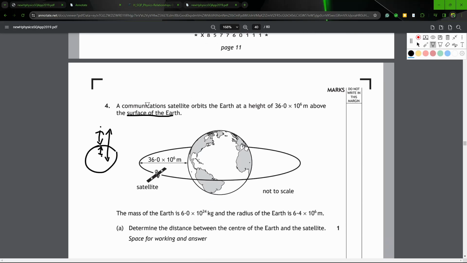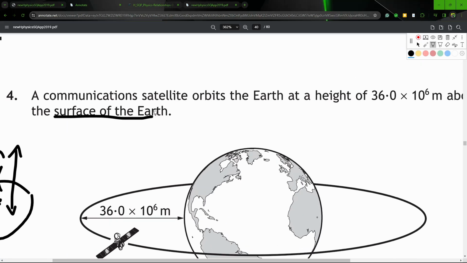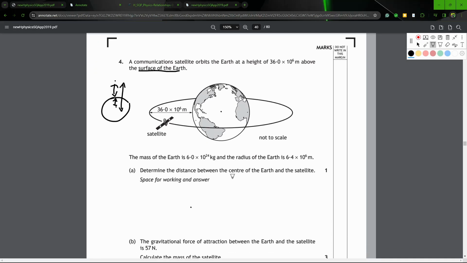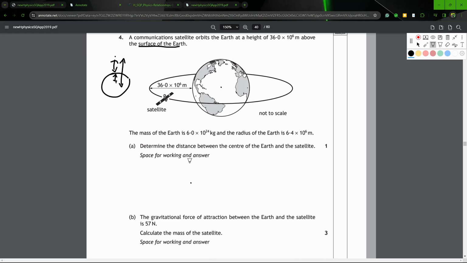Righty, we're on to 4. A communication satellite operates at a height of 36.0 times 10 to the 6 meters above the surface of the Earth. Remember, it's the surface of the Earth, not the center, which is what we'll need later. Hint, hint. The mass of the Earth is 6 times 10 to the 24 kilograms, and the radius of the Earth is 6.4 times 10 to the 6 meters.